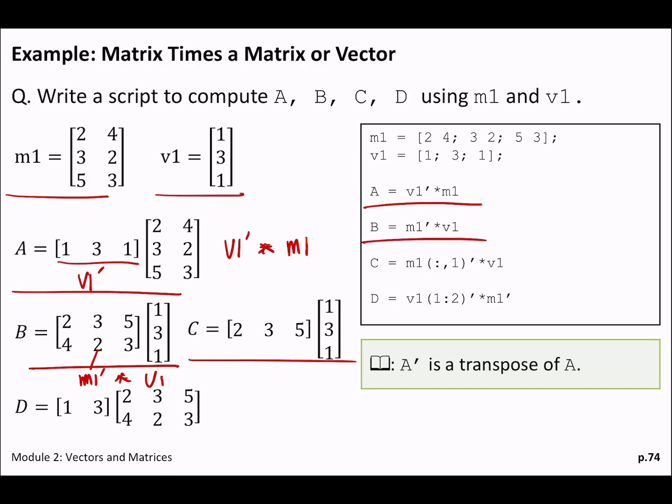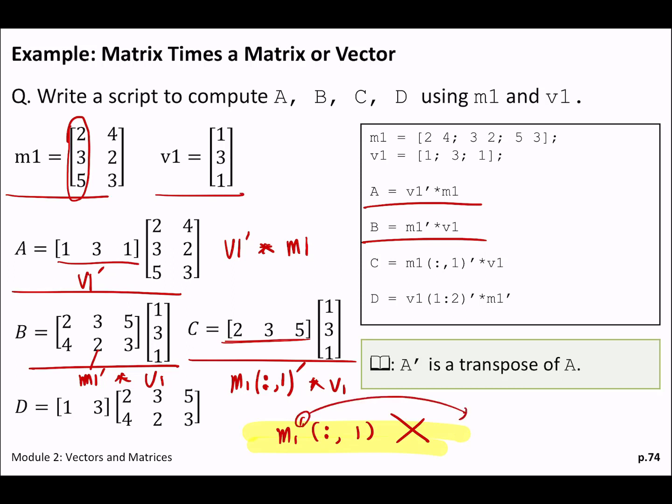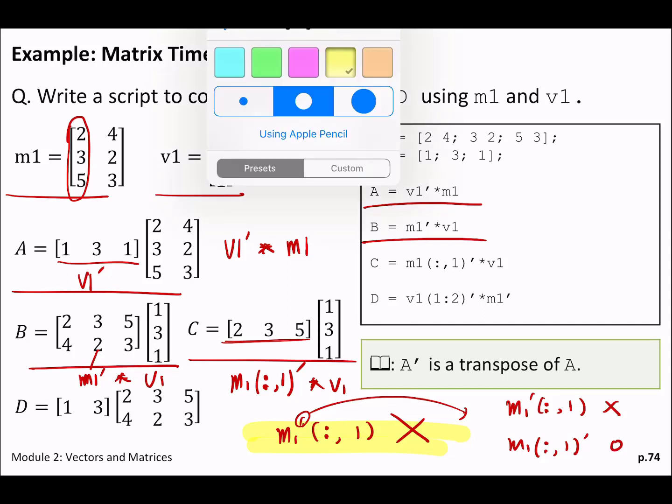For this one, there's no such vector, but this vector is here, right? So this becomes M1 first column transpose multiply V1. By the way, there's no such kind of syntax, okay? There's no such syntax. The transpose is always at the end of your variable. Like this, okay? So positive.